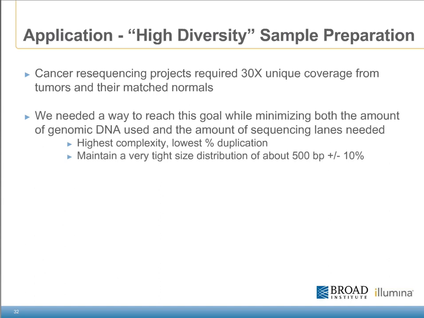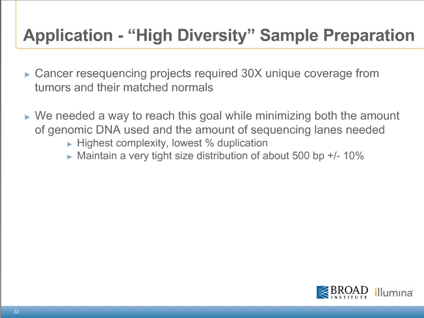Mainly this applies to the cancer resequencing projects that we've gotten. Many of them need 30x unique coverage from tumors and their matched normals, and we were having trouble delivering that 30x coverage before. What we needed to do is find a way to reach that 30x unique coverage with as few lanes of sequencing as possible, but also with as little genomic DNA as possible. We couldn't make 10 libraries from every tumor because we didn't have that much DNA. So what we needed to do was in that one library get the highest complexity with the lowest percent duplication.